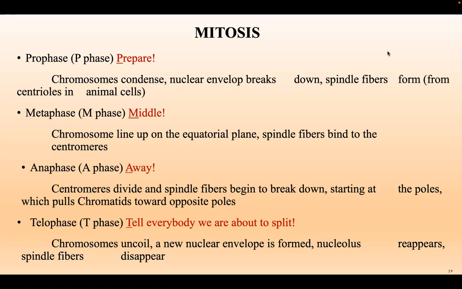In telophase, you could think, tell everybody we are about to split, because chromosomes are uncoiling, a new nuclear envelope is being formed, the nucleolus is reappearing, and our spindle fibers are disappearing. So you can tell that we are really about to cut in half with cytokinesis because our chromosomes have uncoiled, we've got a nuclear envelope again, the nucleolus is back, and we don't have spindle fibers because they've already completed their job and disappeared.